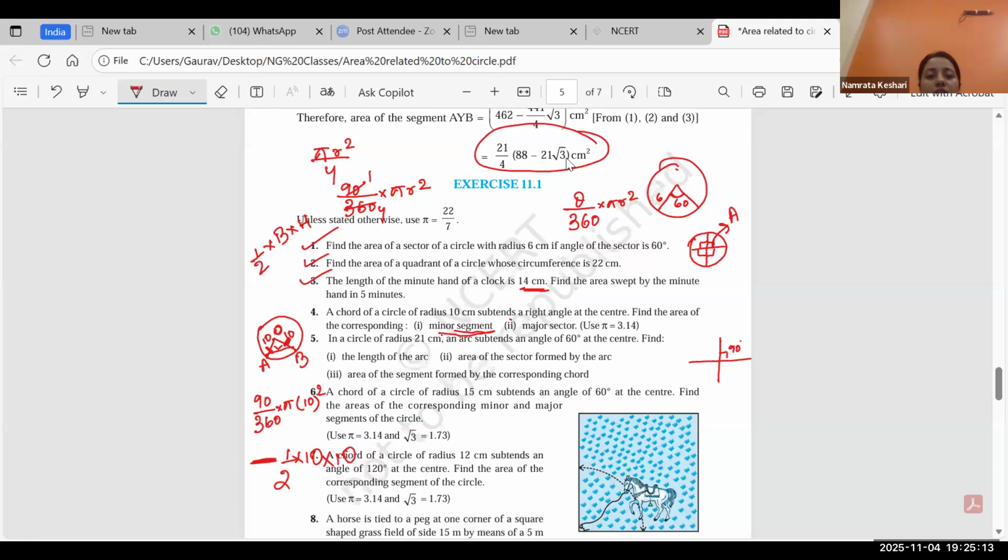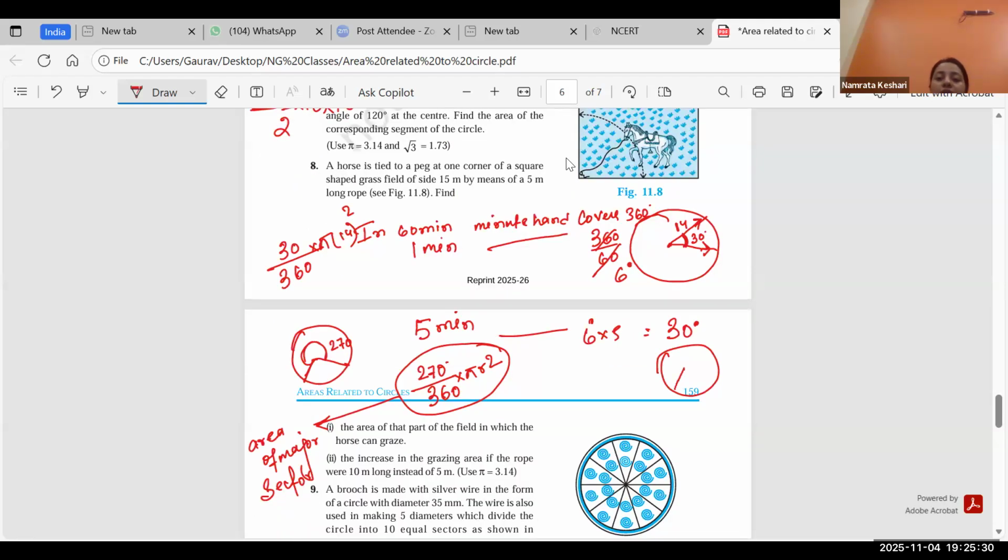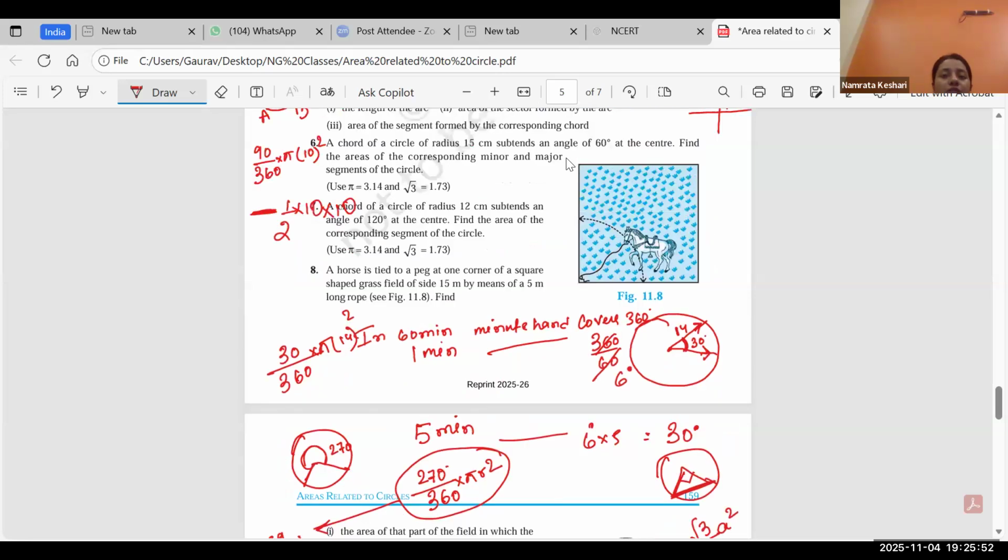Number 5 says that in a circle of radius 21 centimeters, an arc subtends an angle of 60 degrees. This is the example I ended up taking over there. I was telling you when it is 60 degrees, you need to identify that this is nothing but an equilateral triangle. If the angle over here is 60 degrees, automatically it will be an equilateral triangle, and the direct formula for its area is root 3 by 4 a square, which came from Heron's formula itself. So you can use the direct formula for finding the area of an equilateral triangle.